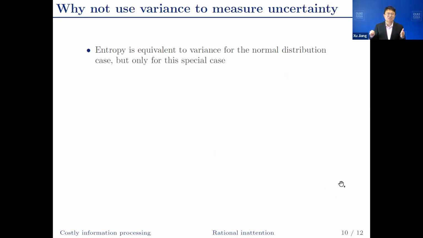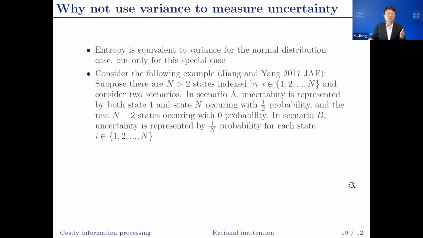A natural question is why we use entropy to measure uncertainty. Why don't we use variance to measure uncertainty? In a normal distribution, entropy is equivalent to variance. But that's the only case, the special case when entropy is equivalent to variance. In most cases, entropy is not equivalent to variance. Why is that? Why do we use entropy?